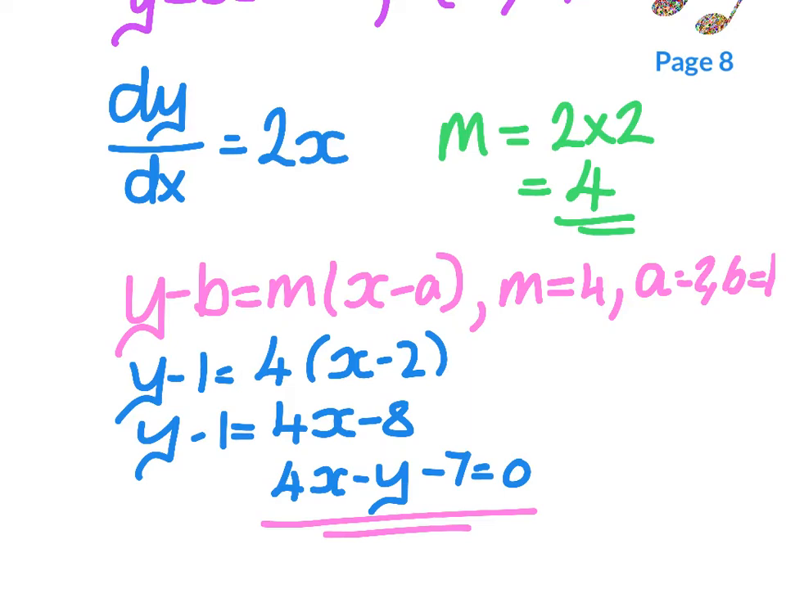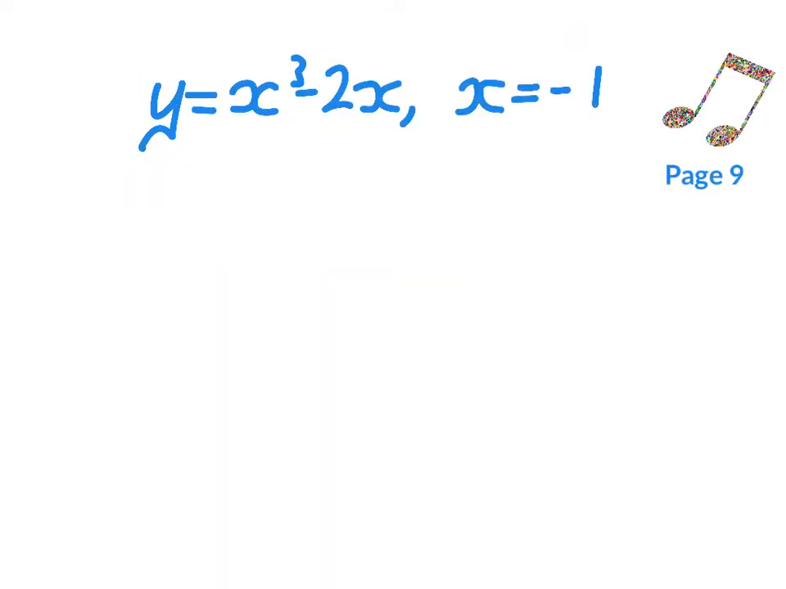We're not always given all of that information, and sometimes we have to do a little bit of extra work at the beginning. So we're going to move on to example 2. Now in the second example, we're given a curve y equals x cubed minus 2x, and we're asked to find the equation of the tangent at the point where x equals negative 1. Now we've only been given the x coordinate, so the first thing we're going to do is work out the y coordinate, and we're going to do that just by substituting into our original equation.